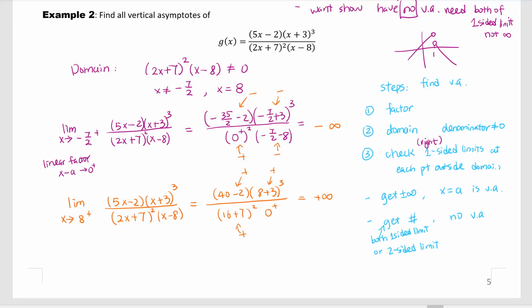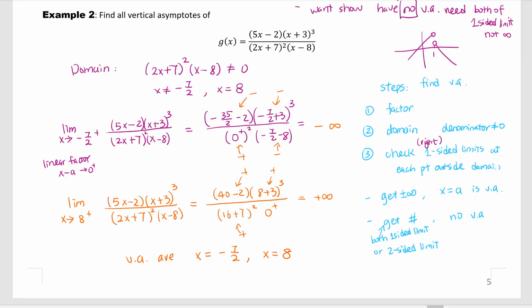So far, so good, everybody. Because at both points we get infinity or minus infinity as the limits, we say the vertical asymptotes are x equals negative 7 over 2 and x equals 8. So, don't just give me a number, negative 7 over 2 and 8. Vertical asymptotes are lines, so write down the equation. It's a vertical line, so x equals that number. Don't put y equals a number. x equals a number is a vertical line. y equals a number is a horizontal line.